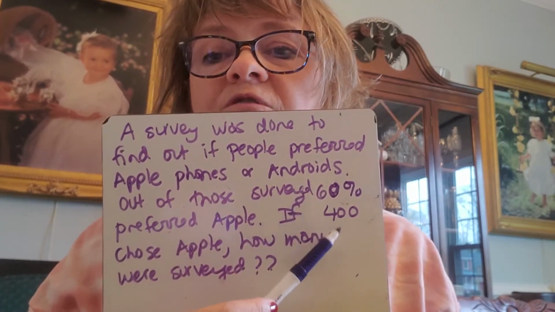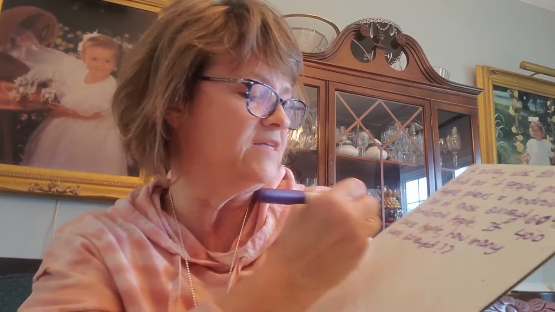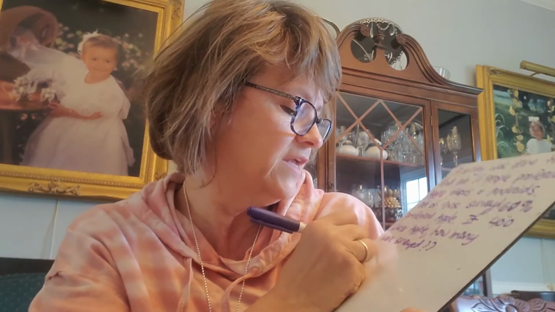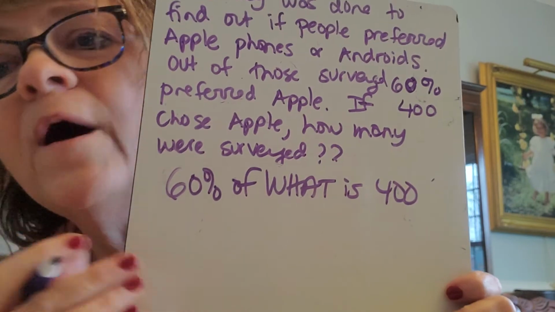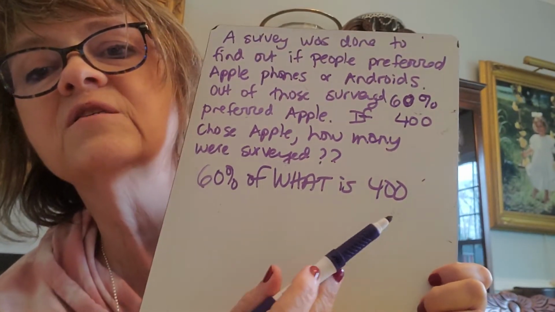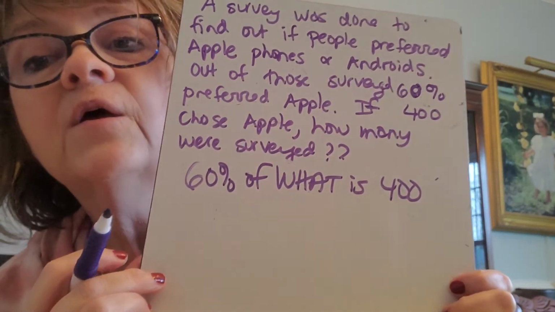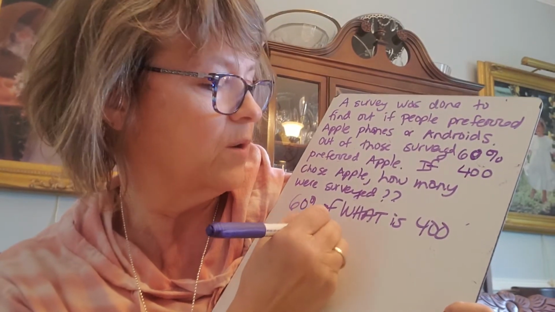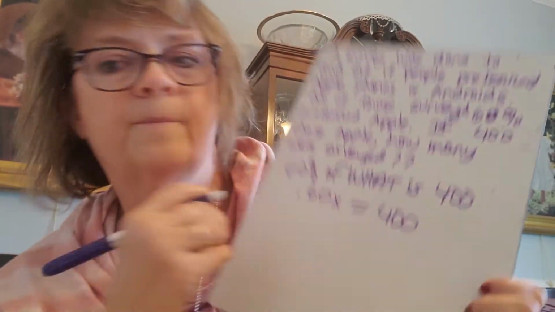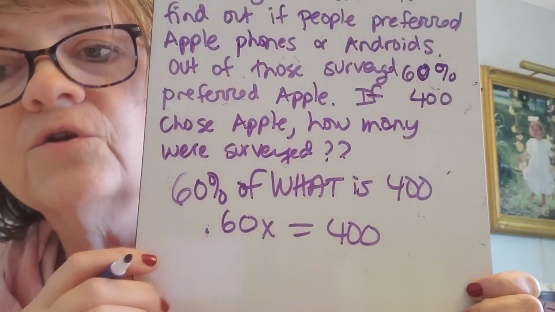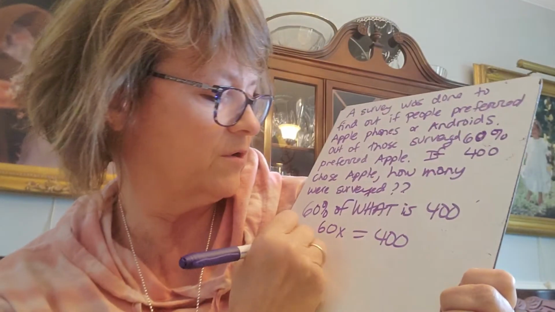Okay, 60% was 400. So really what they're asking is, 60% of what is 400? 60% of what big number will give us this smaller number? So that looks like this: 0.60x is 400. So to get your answer, you need to divide both sides by 0.60.